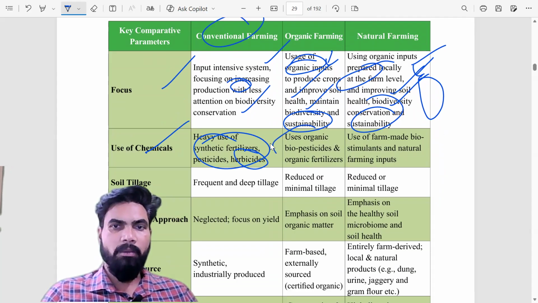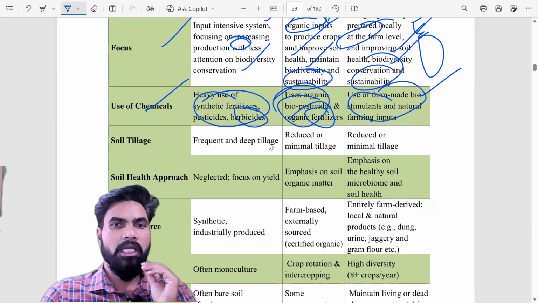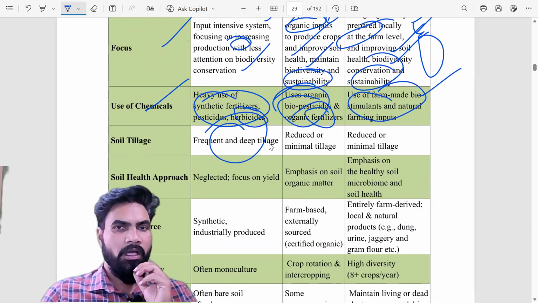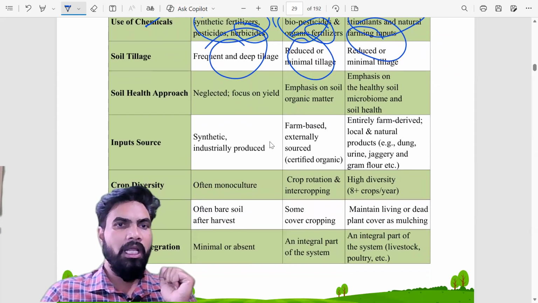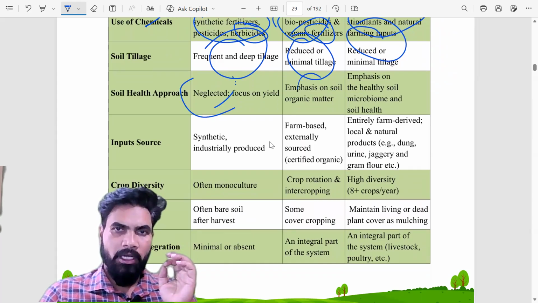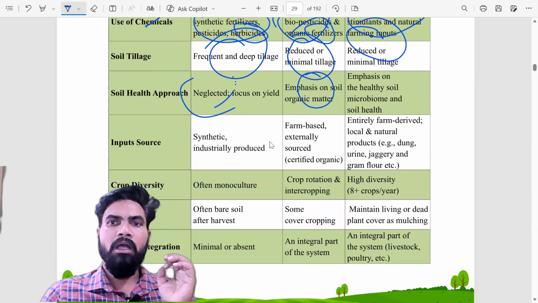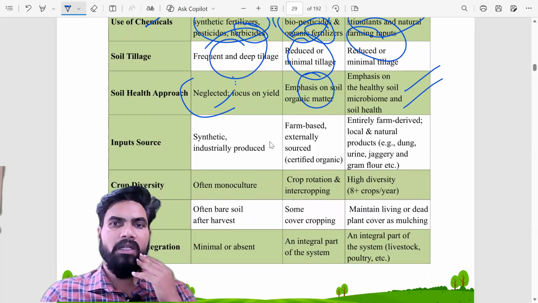Use of organic and biopesticides and organic fertilizers is there in organic farming. Then in natural farming, use of farm-made biostimulants and natural farming inputs are there. Soil tillage: frequent and deep tillage is there in traditional farming. In organic farming, reduced or minimal tillage is there. Here also reduced or minimal tillage is there. Soil health approach: it is neglected in traditional farming. Organic farming emphasizes soil organic matter. Natural farming emphasizes the healthy soil microbiome and soil health.